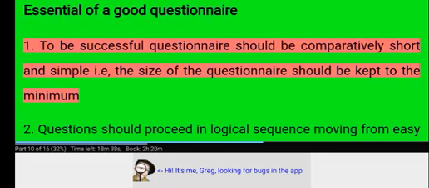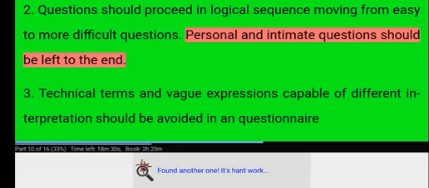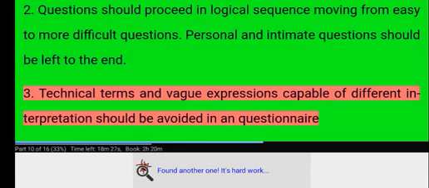1. To be successful, a questionnaire should be comparatively short and simple, i.e., the size of the questionnaire should be kept to the minimum. 2. Questions should proceed in logical sequence, moving from easy to more difficult questions. Personal and intimate questions should be left to the end. 3. Technical terms and vague expressions capable of different interpretation should be avoided in a questionnaire.